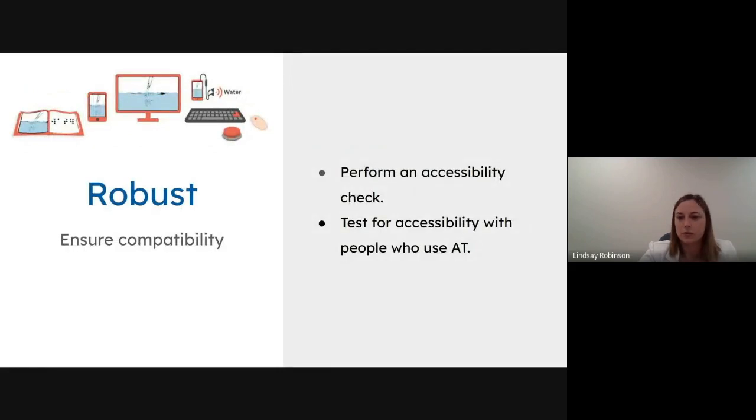The last letter in the POUR acronym is robust. We want to make sure that our documents are compatible with lots of different assistive tech, and we're going to perform accessibility checks. The big thing really is testing it for accessibility with people who use AT, because they are the first voice users of the technology, and they're going to pick up on things that you may not be aware of.